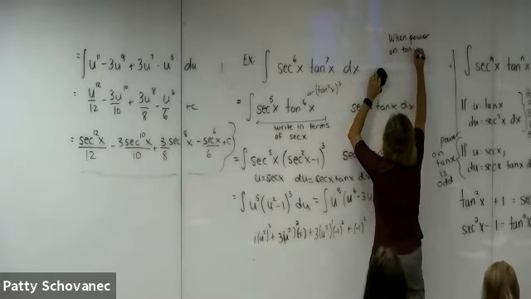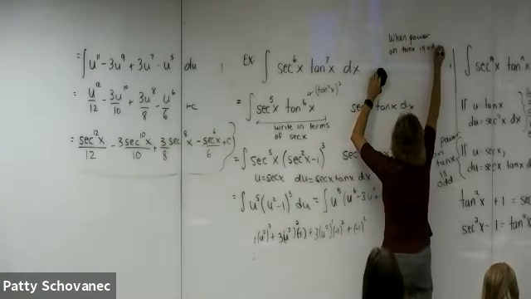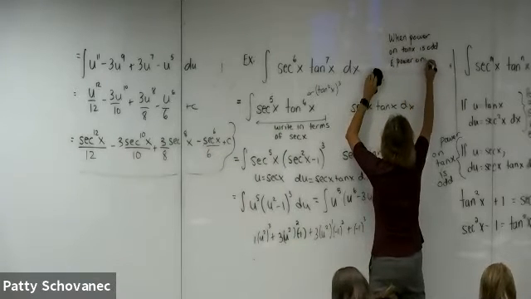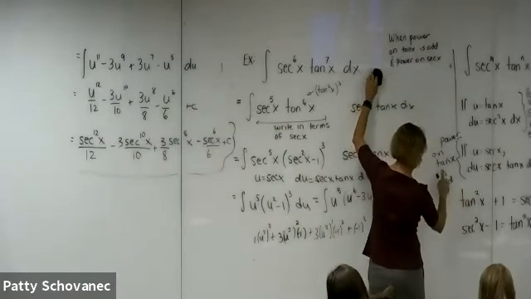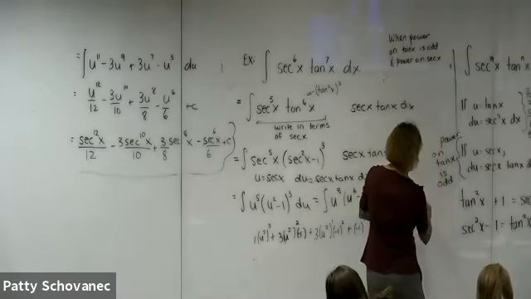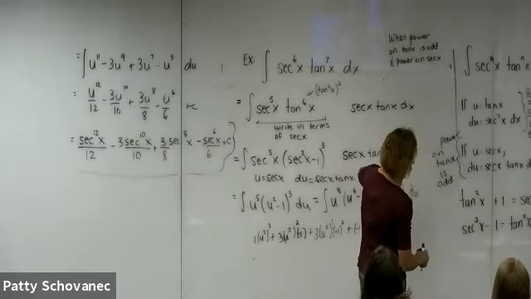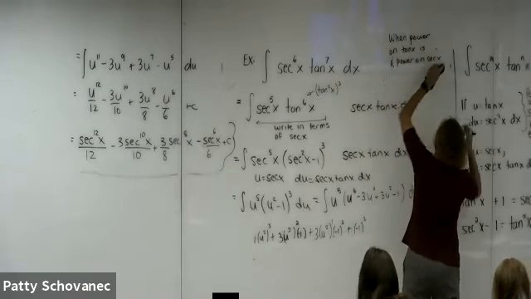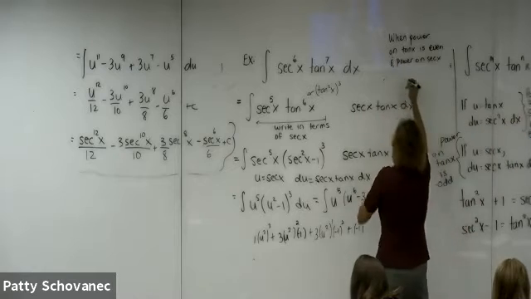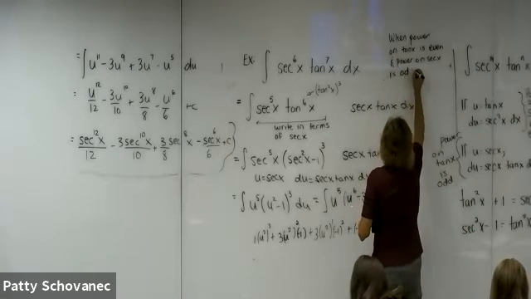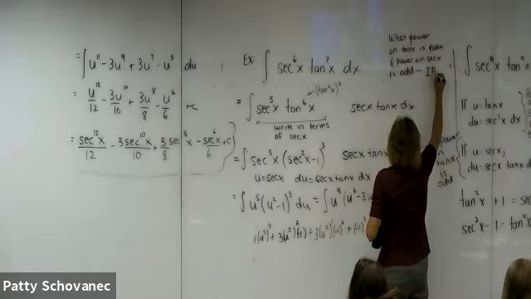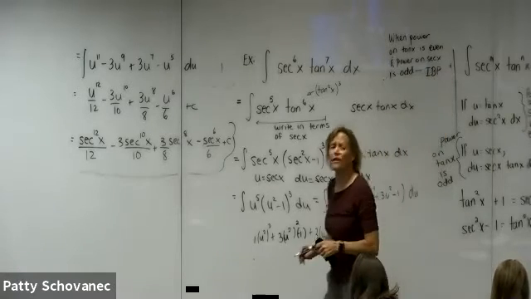Power on tangent is odd and the power on the secant, power on tangent, wait a minute, this says power on tangent is odd, so I want power on tangent is even. Is even. And the power on the secant is odd. Then more than likely, you'll need integration by parts. More than likely.